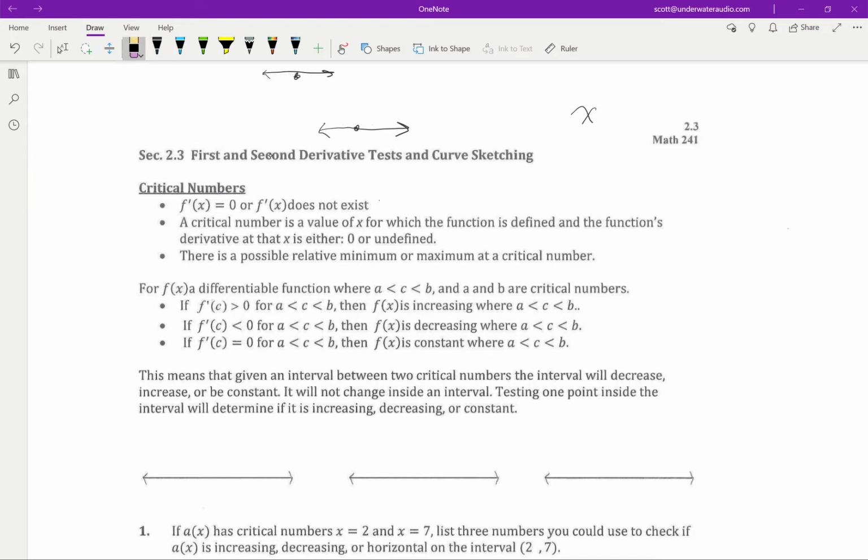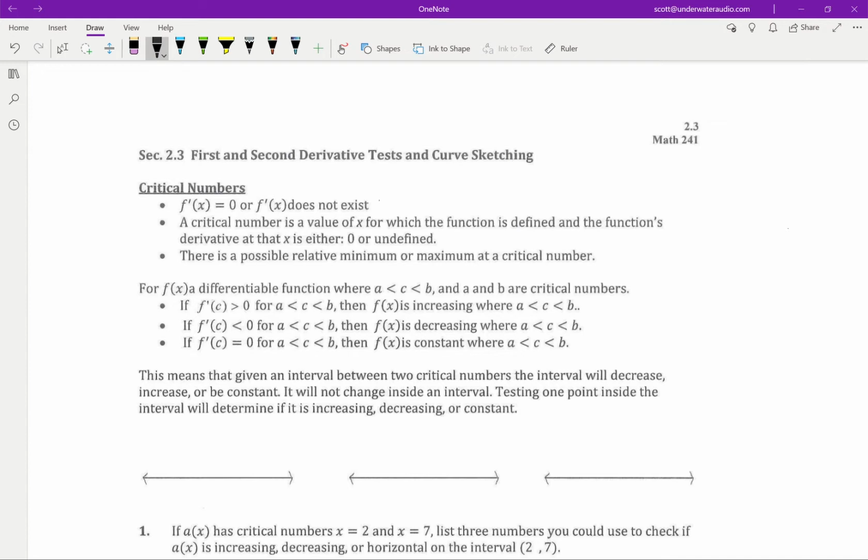So let's read the notes here. Hopefully what I've drawn clarifies that. So we're going to talk about critical numbers, which is where the derivative is equal to 0. So that would be where you've got a horizontal slope. So if the derivative is equal to 0 or the derivative doesn't exist, those x values are called critical numbers. And they're critical because we know that they relate to mins and maxes.